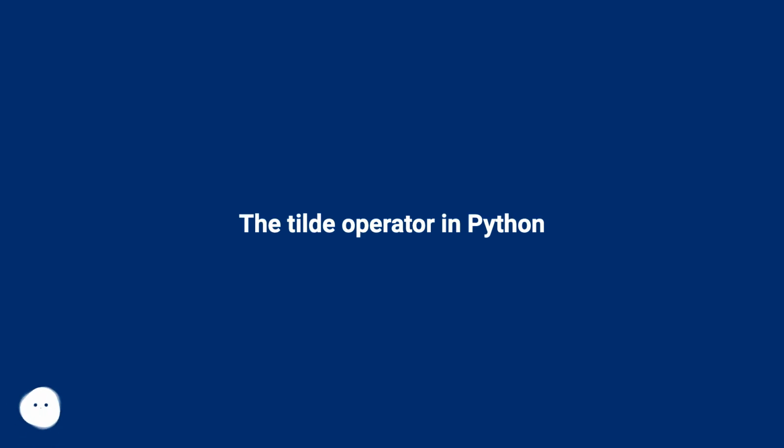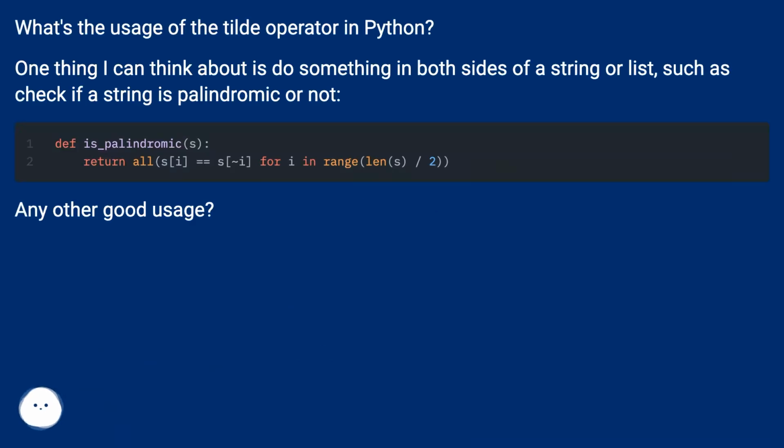The tilde operator in Python. What's the usage of the tilde operator in Python? One thing I can think about is do something in both sides of a string or list, such as check if a string is palindromic or not. Any other good usage?